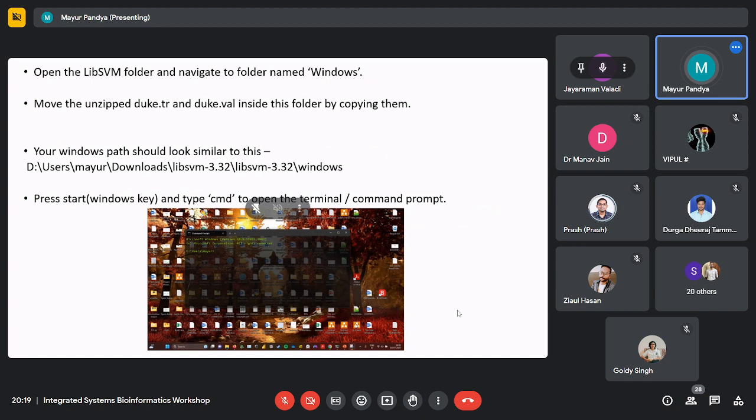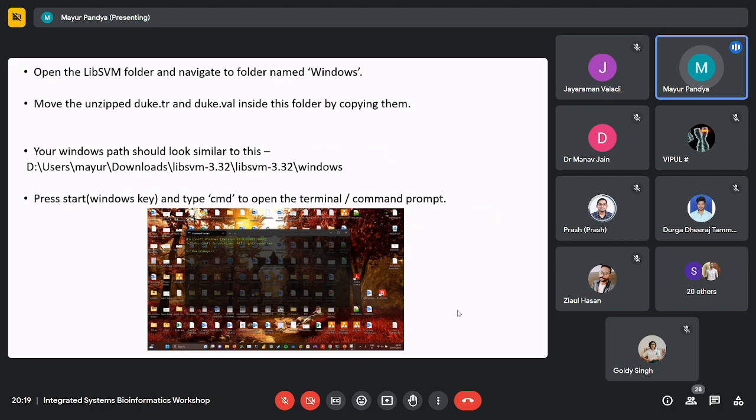For Windows users, you have to go to the Windows folder and unzip duke.tr and duke.val inside this folder. Now we have to go inside the Windows folder and open the command prompt, cmd. Windows 11 users can right click on the folder and get an option of open terminal here. Or a longer way is to press start, type cmd, and then paste the path that we have given. Your path will look similar to mine, something like D, users, maybe your name, downloads or the folder where you downloaded libSVM, and then the Windows path.